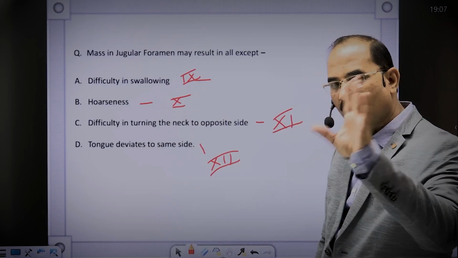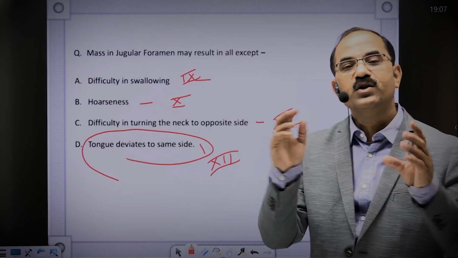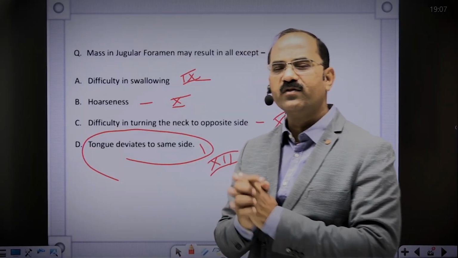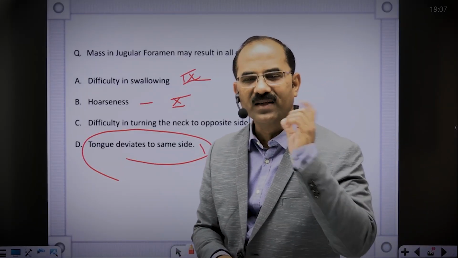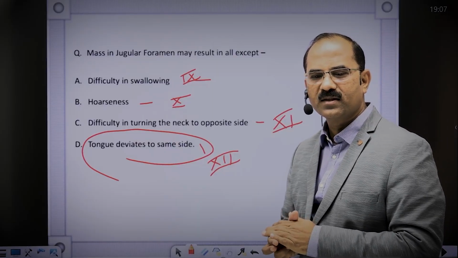So what is not seen is the tongue deviating to the same side. That's a lesion of the hypoglossal nerve. Hypoglossal nerve injury, because the hypoglossal nerve supplies the tongue. Okay, clear to all of you? Is this clear, students? Tell me.